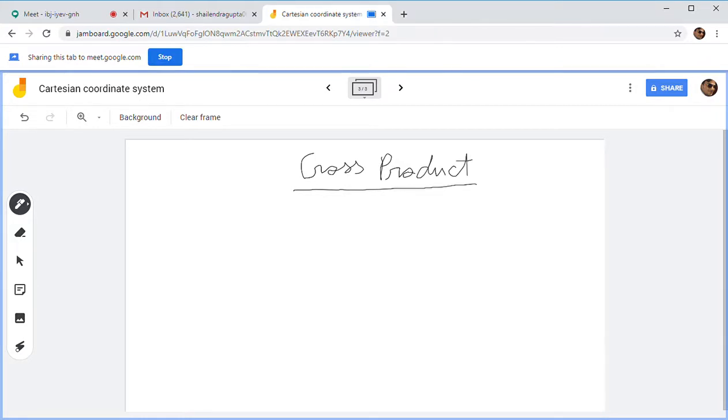So what is a cross product? Mathematically, the cross product is given as mod A mod B sin theta, and this is just the magnitude of that vector, mind you, like in the dot product.